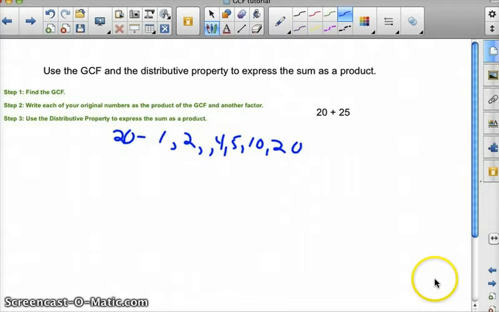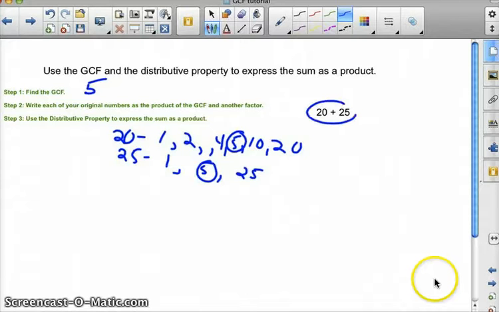So I've got the factors of 20, the factors of 25 are 1 times 25 and 5 times 5. Okay, so the greatest common factor of 20 and 25 is 5. So step 1, I found the GCF is 5. Step 2, write each of your original numbers, okay, here they are, as the product of the greatest common factor and another factor.